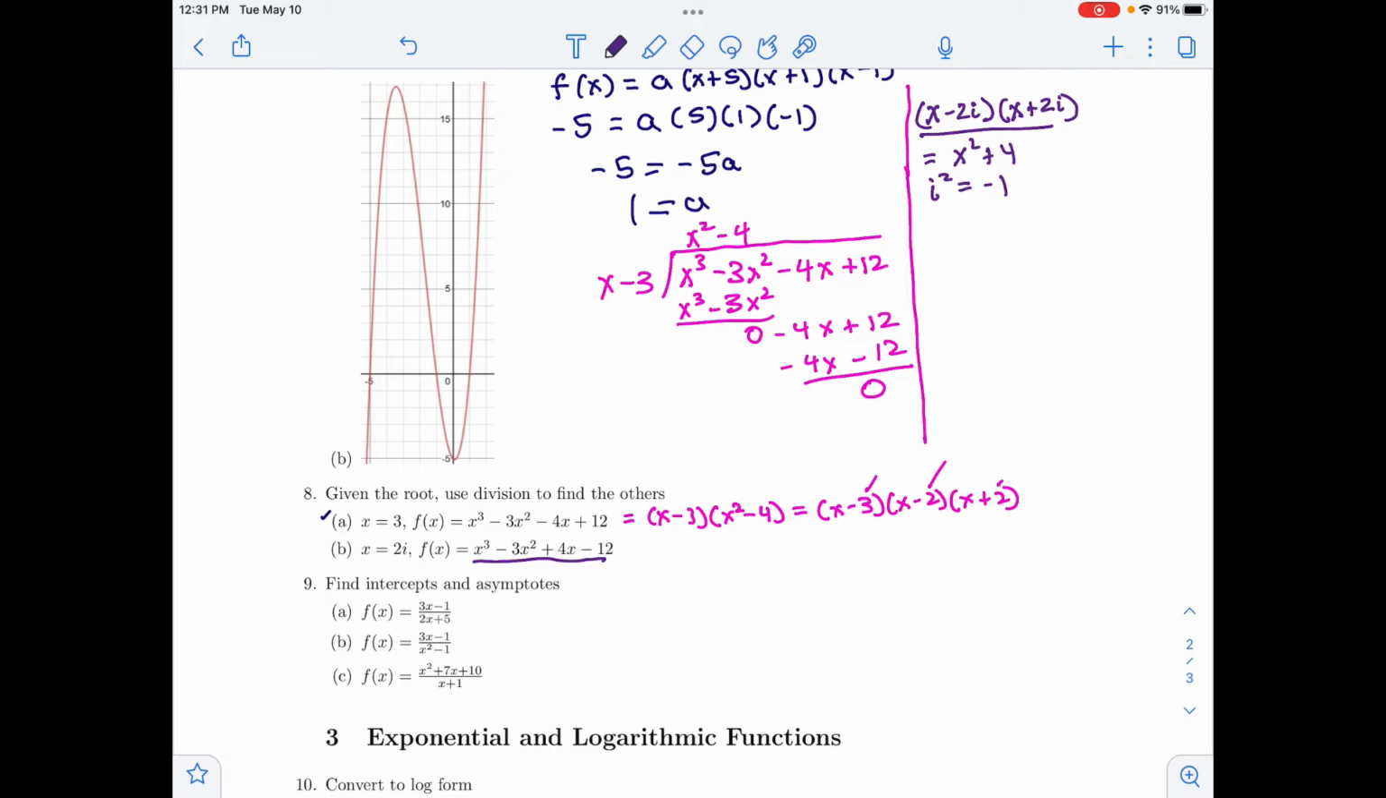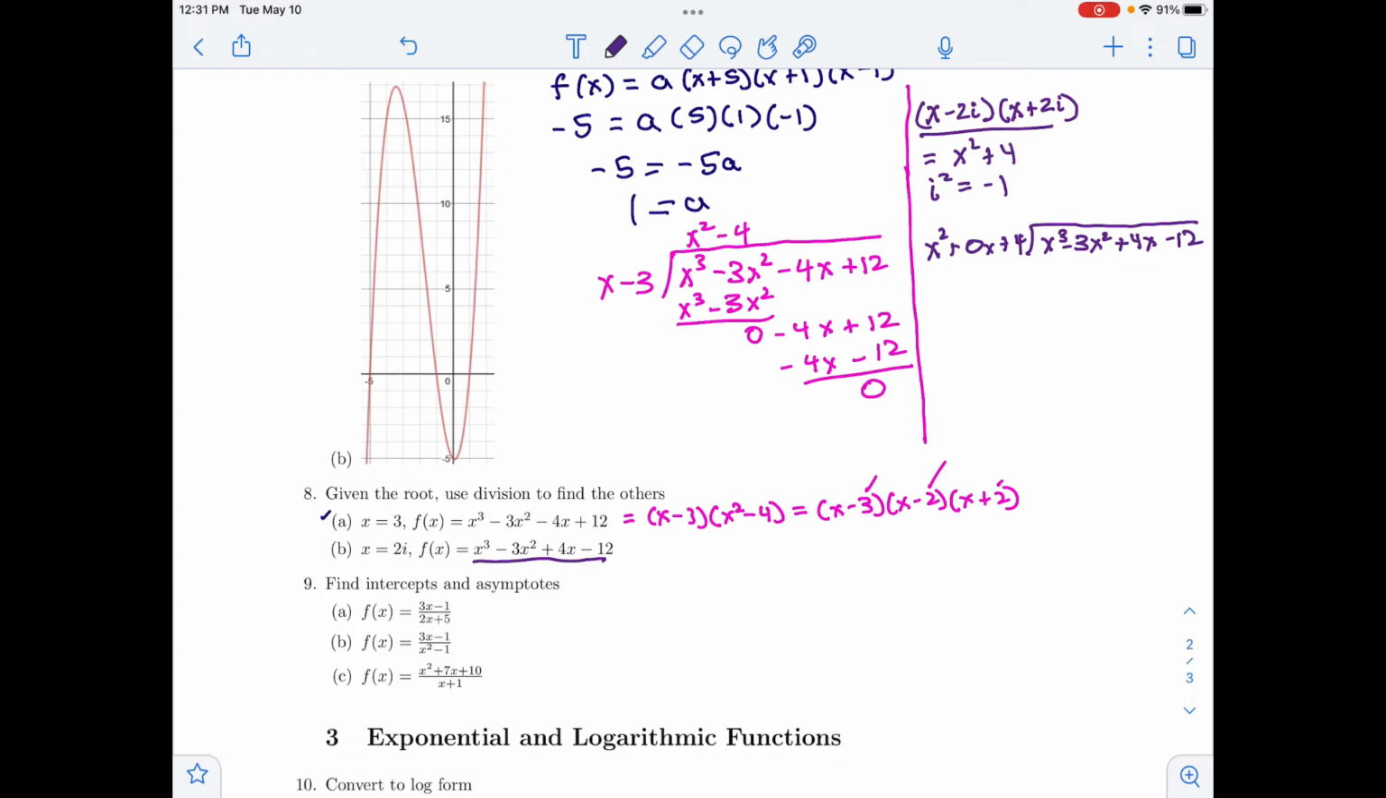So now let's do our division. We've got x squared plus 0x plus 4, and I'm going to divide that into x cubed minus 3x squared plus 4x minus 12.